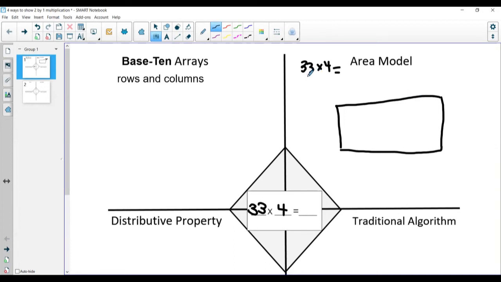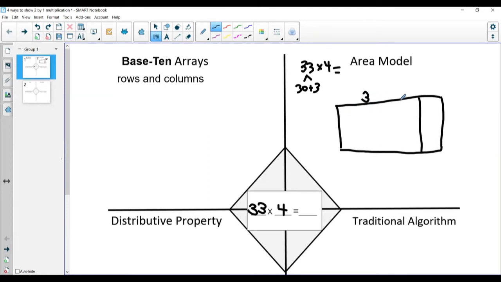To help me solve what that is, I'm going to decompose my 33 into its 10s and its 1s, which is 30 and 3. And now I'm going to find out 30 times 4 plus 3 times 4. My rectangle, I'm going to split into two parts. One part is larger and one part is smaller. To find the area of a rectangle, you would multiply the length, which is the longest side, by the width, which is the shorter side.